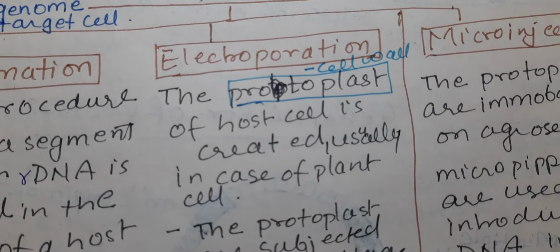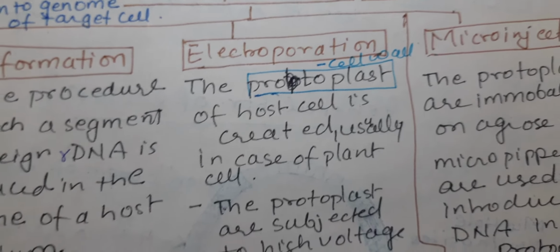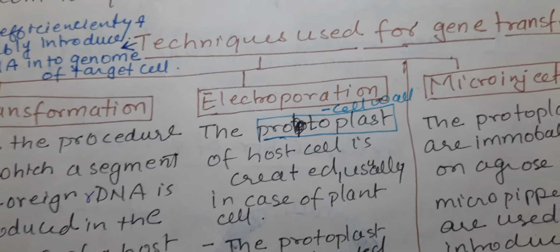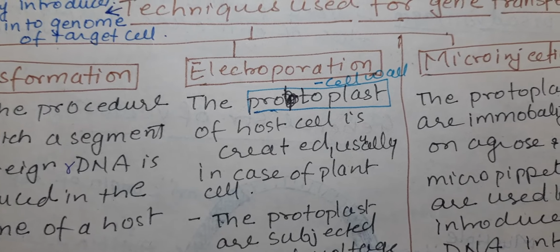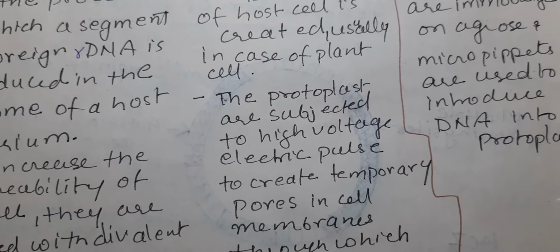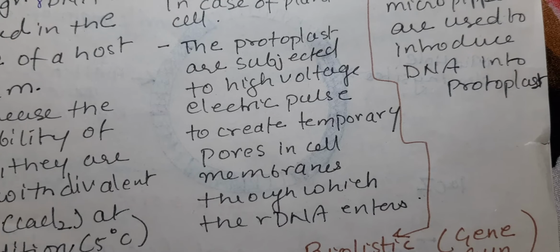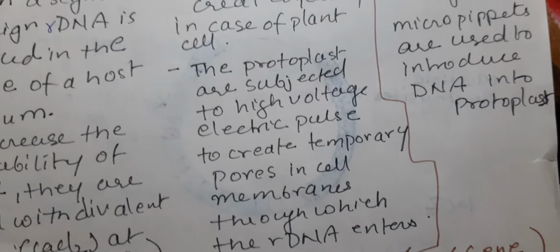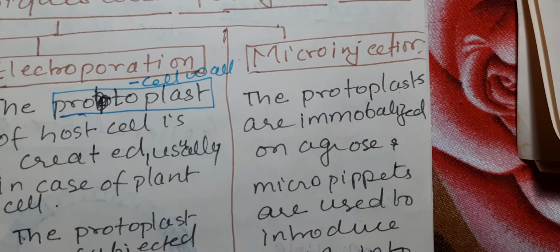The next method is electroporation. Usually this is used in the case of plant cells. The protoplast of the host cell is created. Protoplast means you just remove the cell wall of that particular cell, and it becomes a protoplast. The protoplasts are subjected to a high voltage electric pulse to create temporary pores in the cell membrane through which the rDNA enters. So under the electric field, electroporation is done.